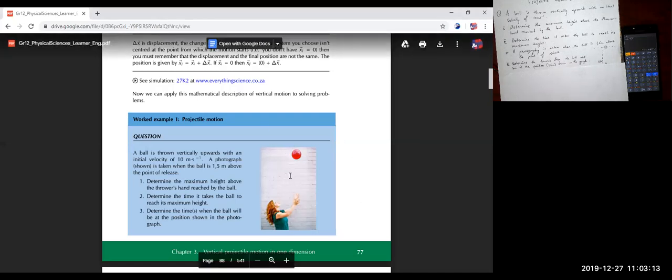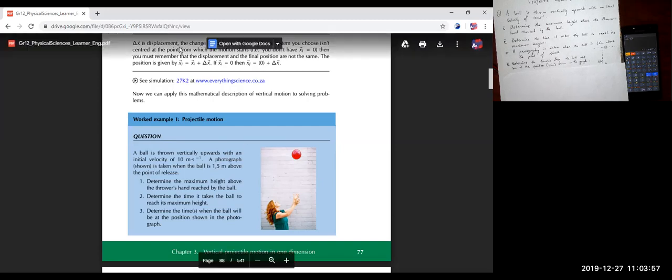That's a photograph that we're looking at. So this ball is 1.5 meters here. It hasn't reached its maximum height yet, so it's still going, but by this time it was actually 1.5 meters. Now I want to find the times where this ball was at this point, so at this point going up and at this point coming down.